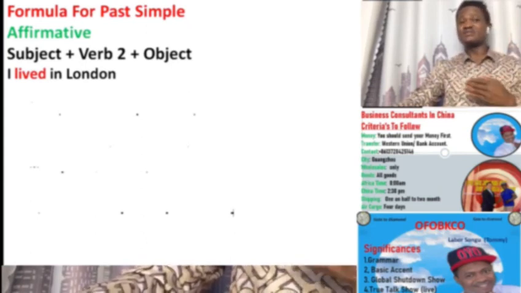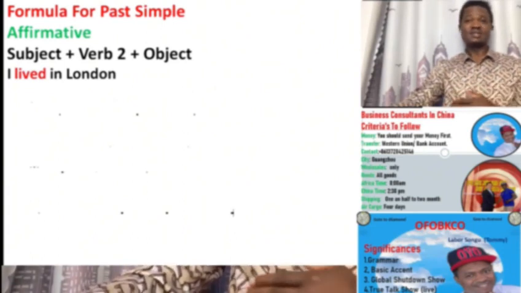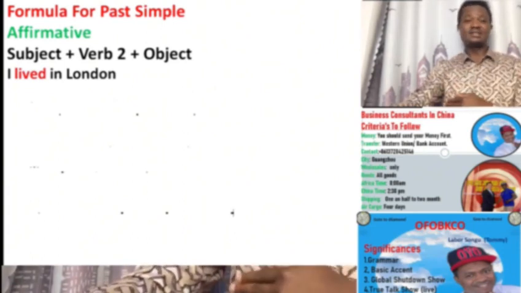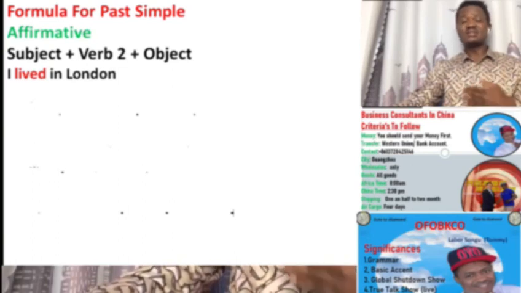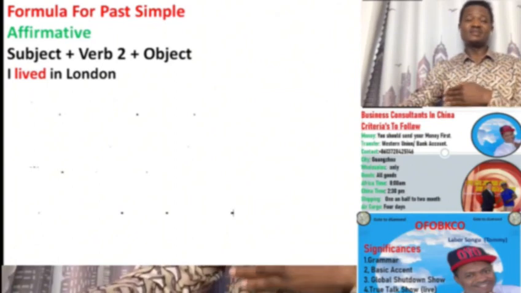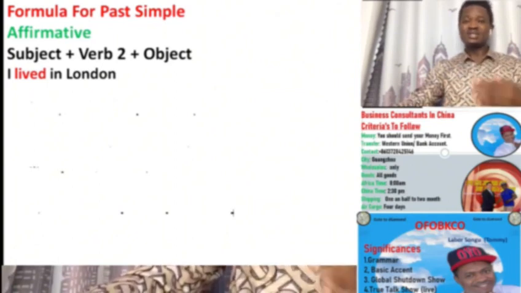So just follow this formula. It can help you. This is the grammatical formula. I live in London: subject, verb 2 plus object. So this is a simple formula for past simple in affirmative form.